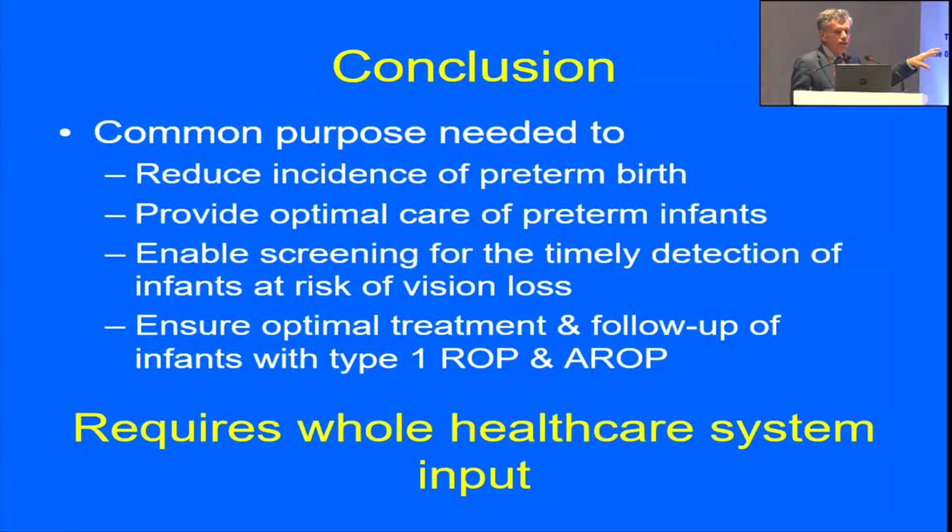I haven't said anything about follow-up here, but follow-up is obviously an important feature of this because these children are prone to other problems, refractive error and strabismus, as well as their retinal morbidity. And it really stresses that it's a whole of healthcare system input required to get the best outcome for these children in terms of prevention and screening. Thank you.